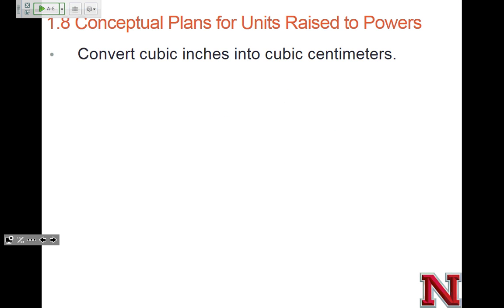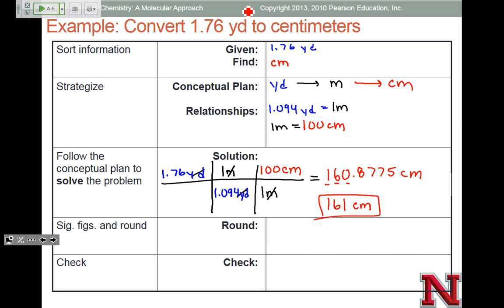And as far as checking, based on what we know about yards and centimeters, we know yards are much bigger than centimeters, so it makes sense that centimeters would be a larger number, because we know that about those measurements.